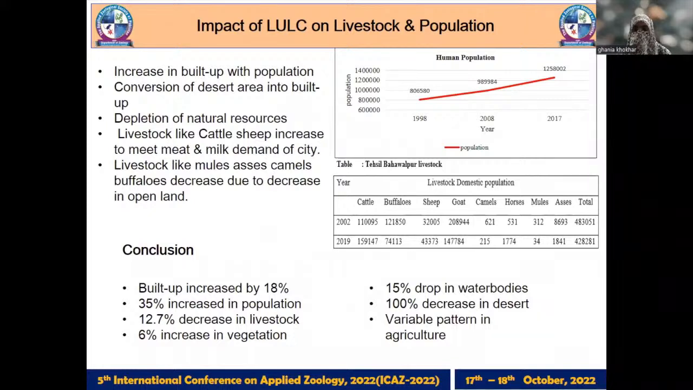There is a 15% drop in water bodies, and there's almost a 100% decrease in desert with variable figures of agriculture. So that is the conclusion of my study, and it is all about my study.